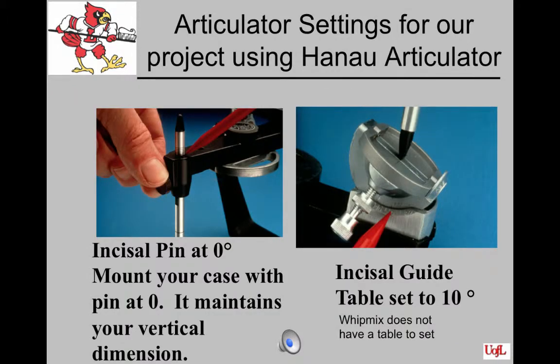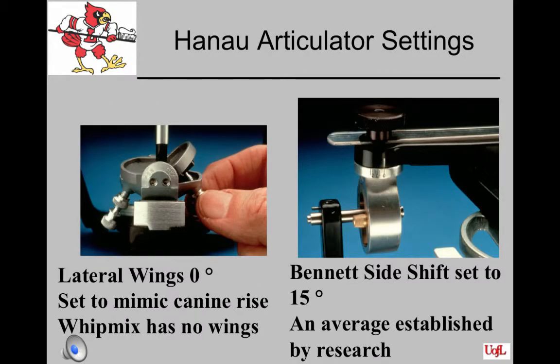The articulator settings for our project will be that the incisal guide pin will be set at the 0 point before you mount the case. And we will use this point because the teeth are going to be brought together until they touch, and we will record the bite at that touching position. The incisal guide table will also be set at 10 degrees as far as an anterior-posterior setting. Set the lateral wings to 10 degrees and the Bennett side shift at 15 degrees. A study was done of many individuals, and it was determined that 15 degrees was the average setting during this study.